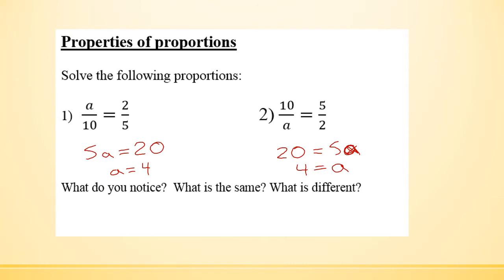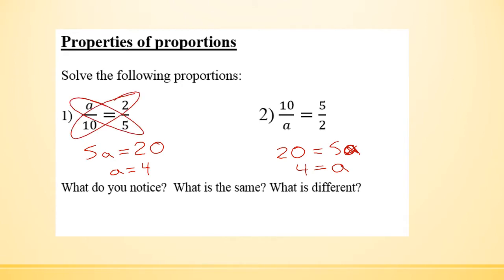What I'm hoping that you see here is that you're going to solve and get A to be the same for both of these. Now, when you solve a proportion, you have two ratios set equal. Another way to say that is you have two fractions set equal. Well, how do you solve a proportion? You cross multiply. So we took A times 5 and 10 times 2.